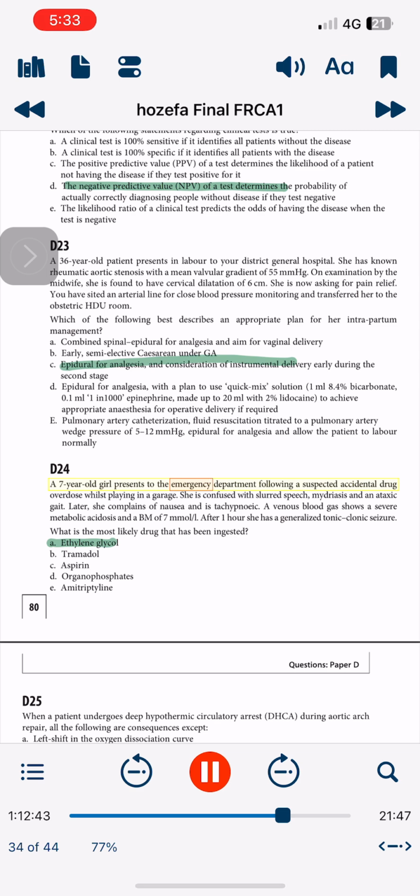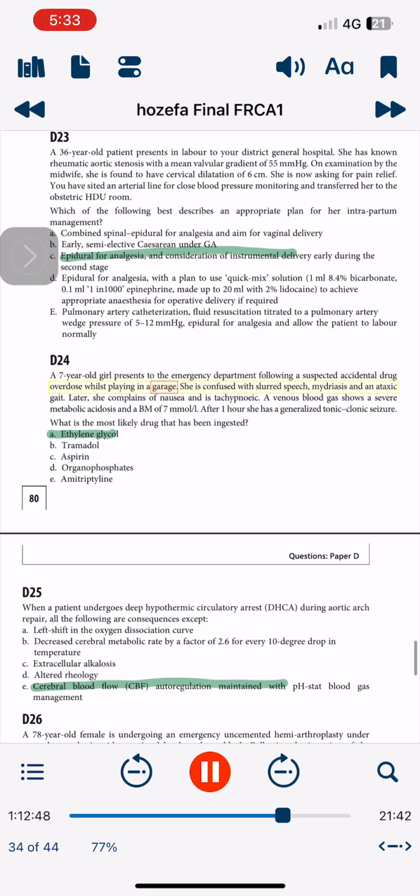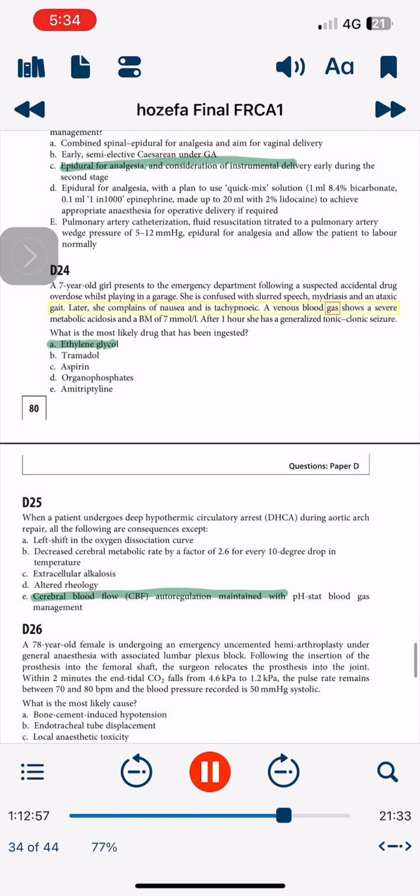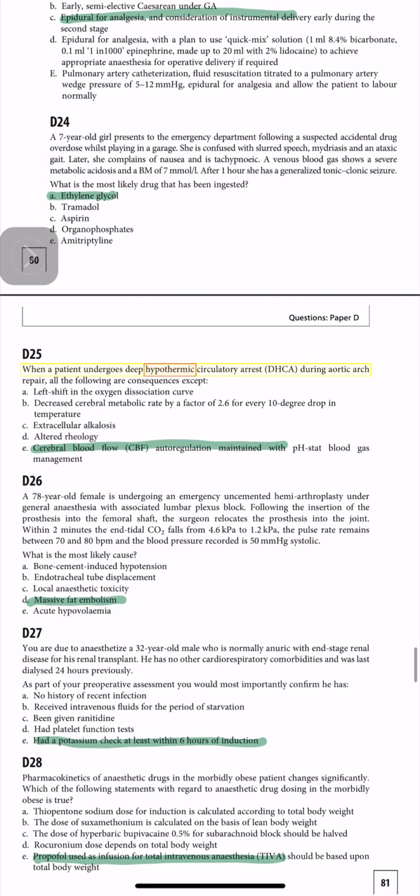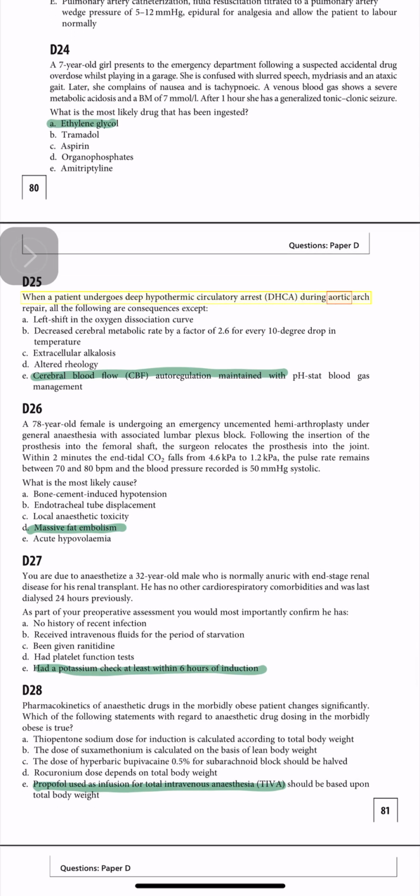A year-old girl presents to the emergency department following a suspected accidental drug overdose whilst playing in a garage. She is confused with slurred speech, mydriasis and an ataxic gait. Later, she complains of nausea and is tachypnoeic. A venous blood gas shows a severe metabolic acidosis and a BM of 7 mmol/L. After 1 hour she has a generalized tonic-clonic seizure. What is the most likely drug that has been ingested? A. Ethylene glycol.